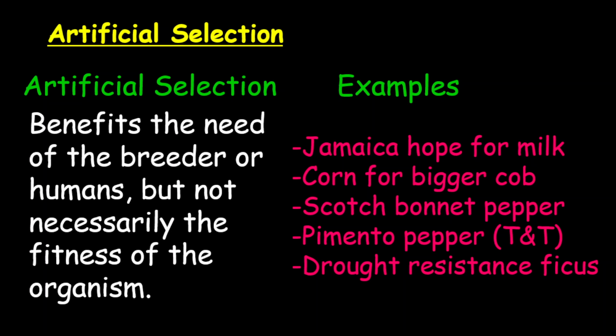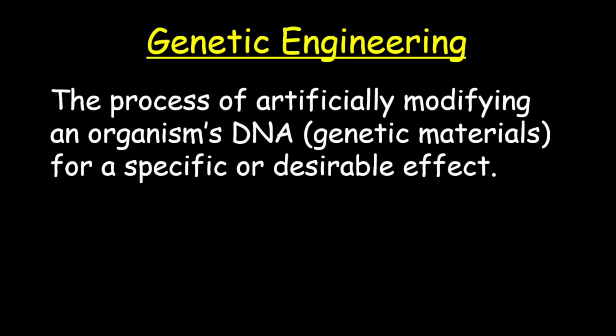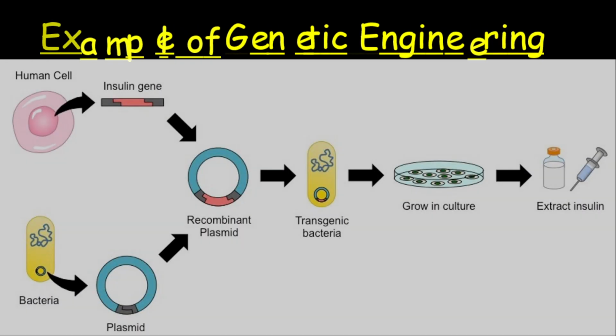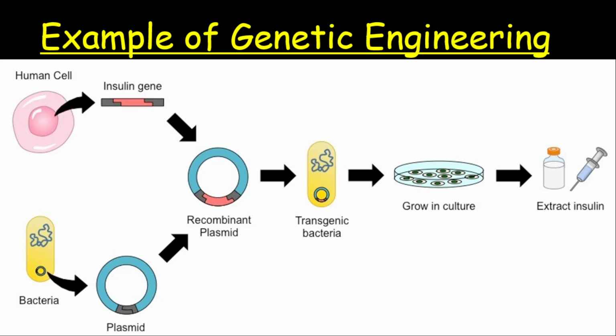All right. Now, wrapping up, going closer to where we want to be, is genetic engineering, which is the last segment on this review. Genetic engineering is a process of artificially modifying an organism's DNA or genetic material for a specific or desirable effect. All right. And so this is really done by us. So it's engineering of organisms. For example, genetic engineering is the production of insulin from bacteria. What you do is pull out the insulin gene from a human cell, and then you splice or open the plasmid from a bacterium and insert that gene into that DNA. All right?